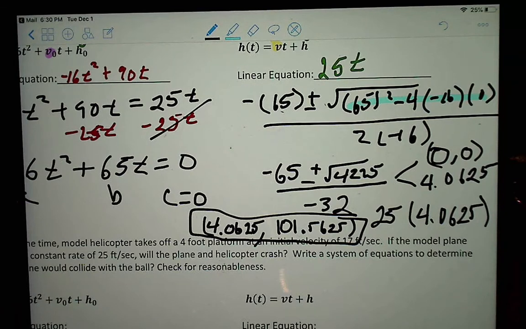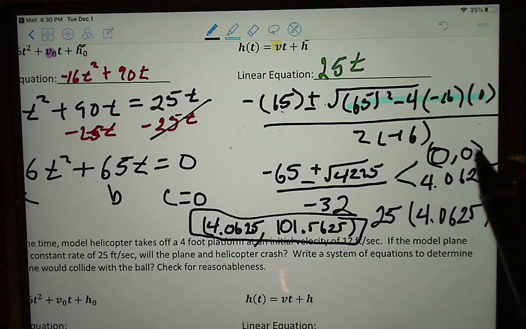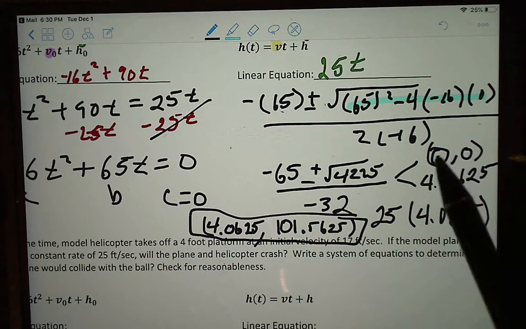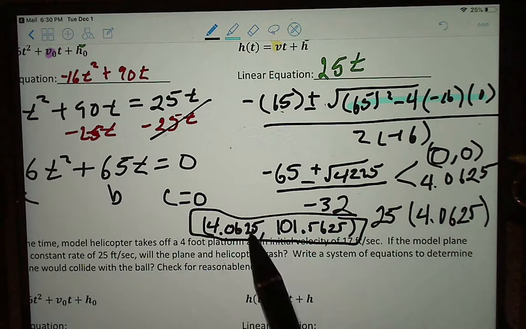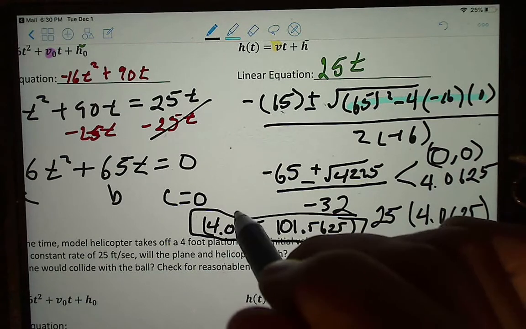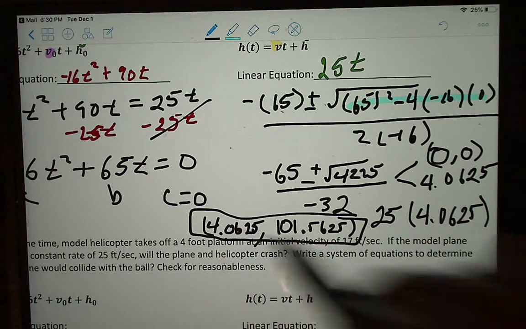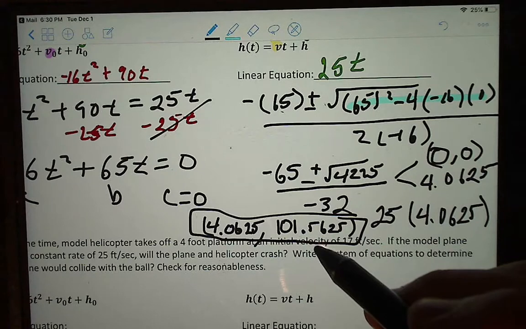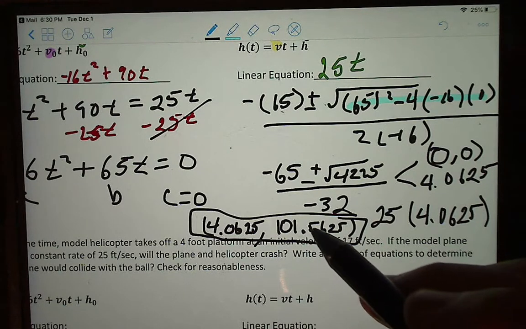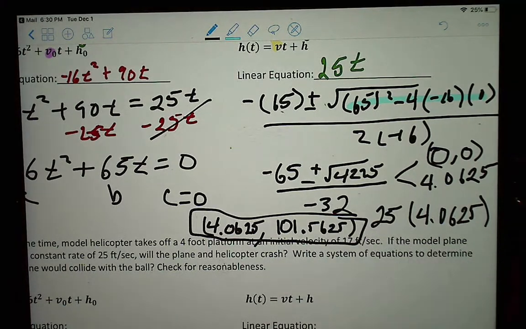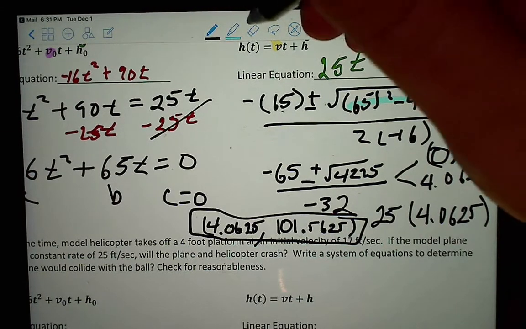But that's essentially what you would do for this. Okay. Again, I get the 0, but because that's not the reasonable point, that's not the point I'm looking for. So at 4.0625 seconds, the ball and the plane itself are at 101.5625 feet. Okay. That's the intersection point. That's the collision point that occurs.